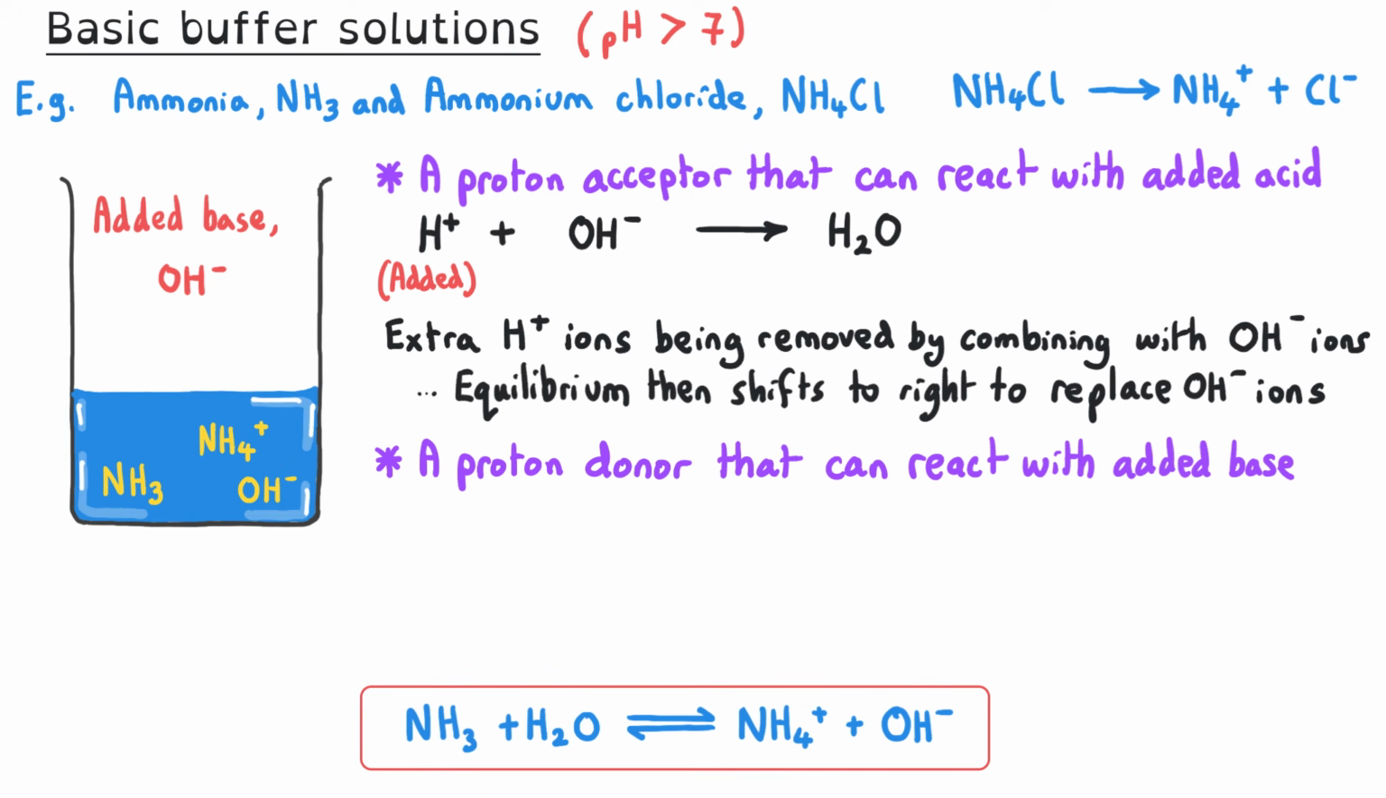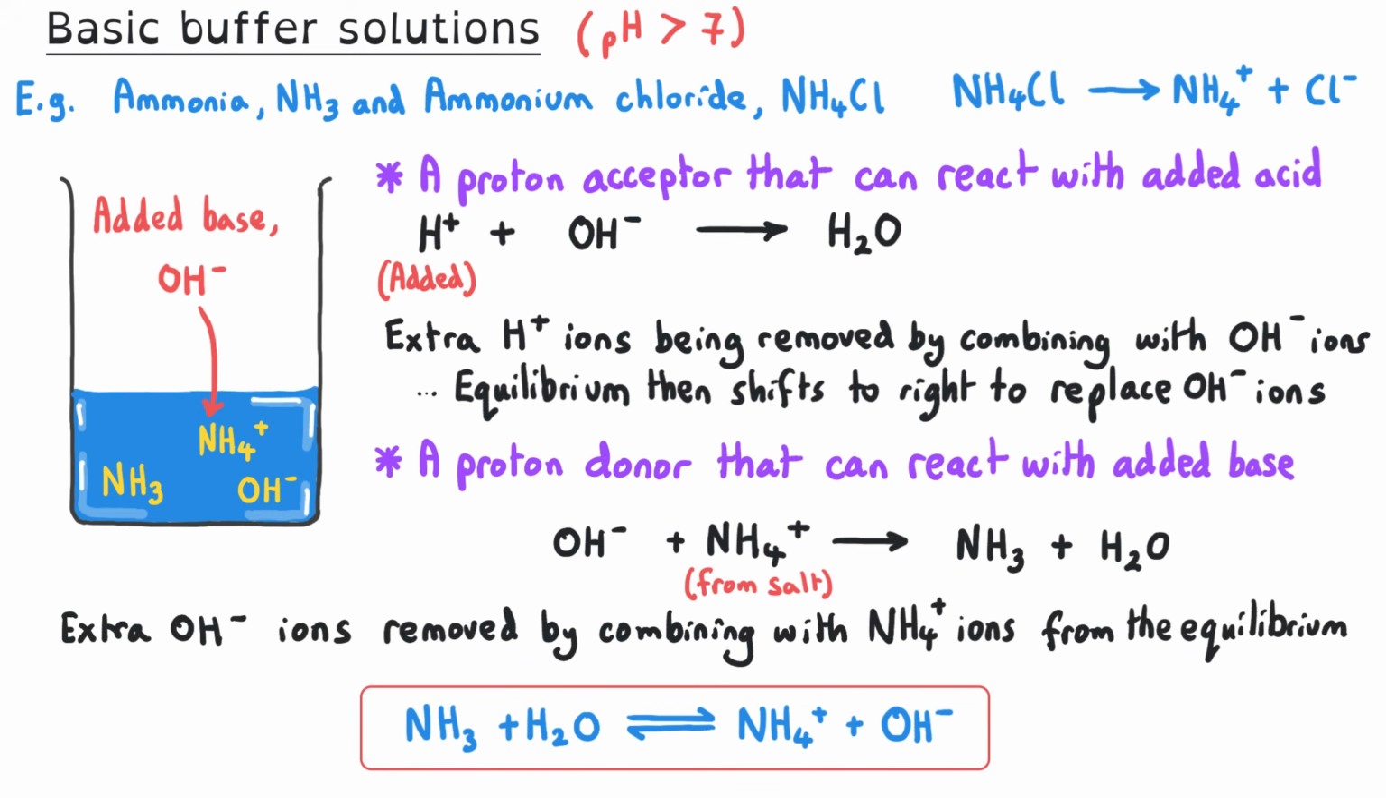This buffer also contains a proton donor that can react with added base. And so if we added sodium hydroxide, the hydroxide ions that had been added would react with ammonium ions from the salts. And so the added base does not raise the pH because the equilibrium will shift to the left-hand side on this occasion to restore the hydroxide ion concentration to close to its original level.